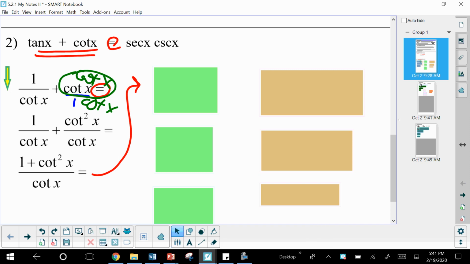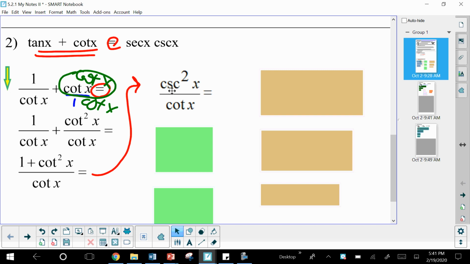Okay, so I believe 1 plus cotangent squared x might look familiar if you get your identities out from the other day. Hopefully you'll notice that that is the same thing as secant squared x. So that's just one of our Pythagorean identities.